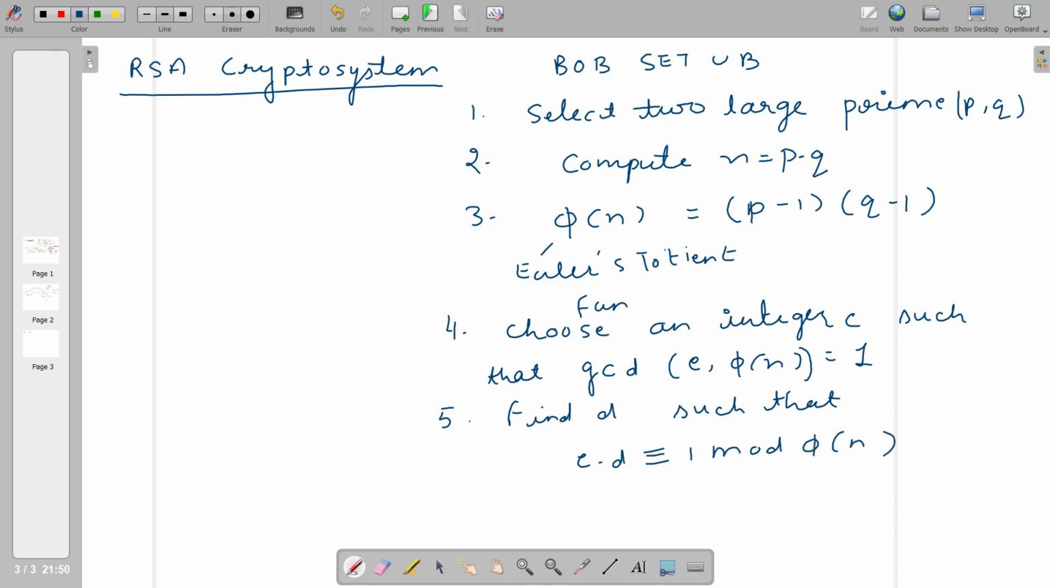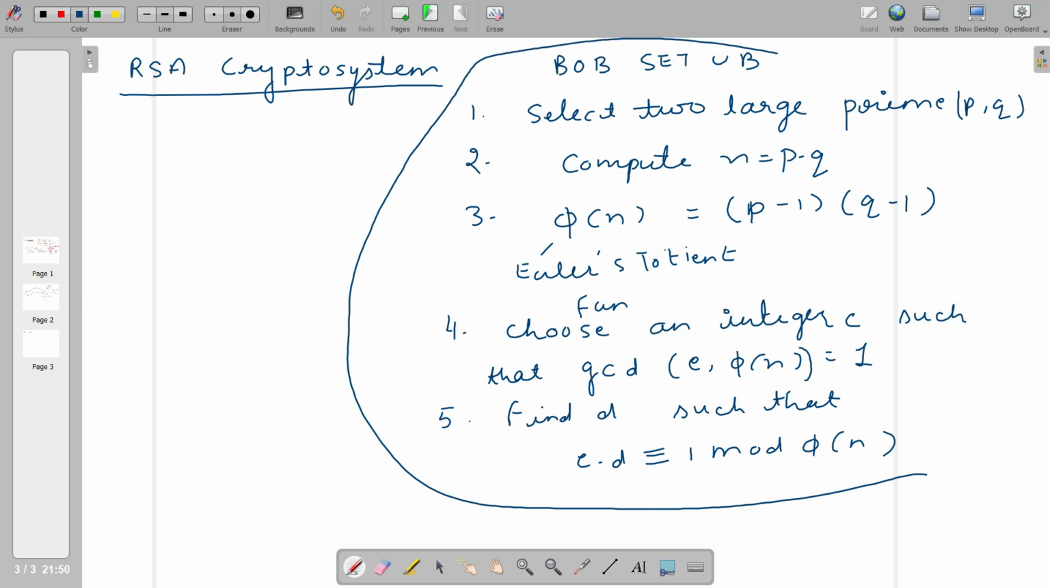So this is the setup which will be generated at Bob's end, because Bob has to send its public key to Alice. Now what is the key? The key is a 5-tuple. Let's say K is the key. The key is a 5-tuple N comma P comma Q comma E comma D. So these 5 things are the key, such that E D is congruent to 1 mod phi N.